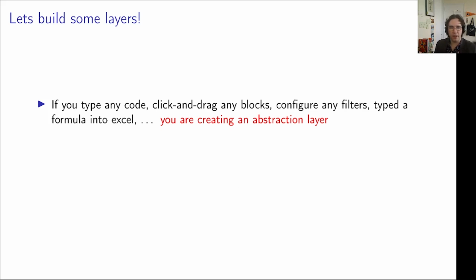So, having received our marching orders, let's go ahead and build some layers. I think this notion of building layers and new abstractions applies to everyone who works with computers, right? This isn't just for people who do low-level libraries or system-level stuff. If you do anything where you give the computer a list of instructions and then give that set of instructions a new name, it could be typing any code at all in any form, using click and drag programming, configuring filters in your email client, putting a formula in Excel, any of that, you are creating an abstraction layer.